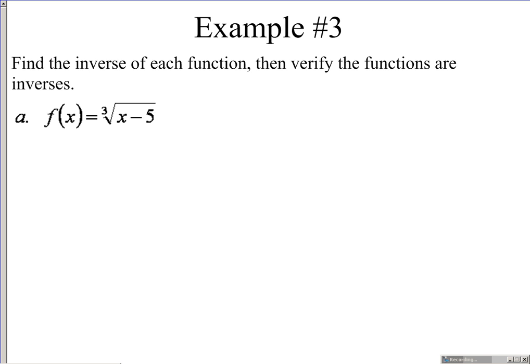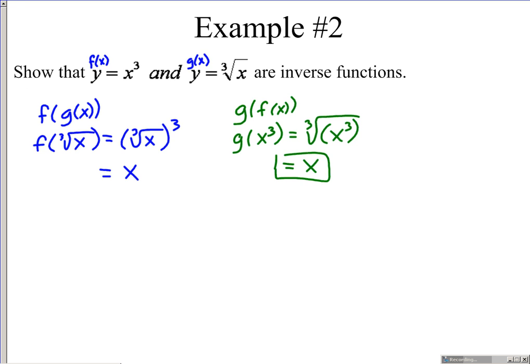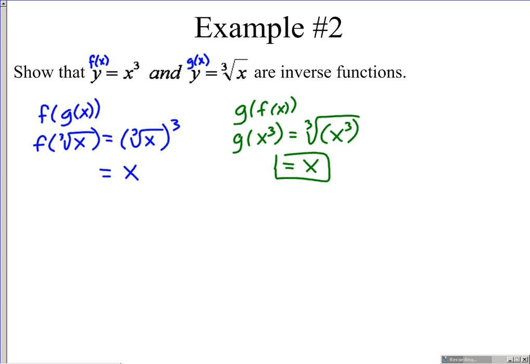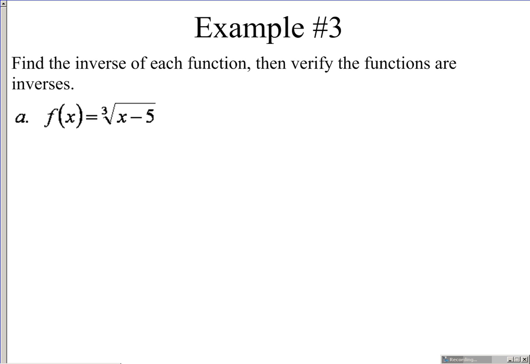Find the inverse of each function, then verify that they are inverses. Well, we know to verify that we're going to have to show the composition in both directions equals x. To find an inverse function, we have to go back to what we talked about on the first slide. Remember on the first slide, we said the domain and range switch positions. Domain typically talks about what kind of values? X values. Range talks about Y values. So to identify the inverse of a function, if the domain and range switch, all we are going to do is switch X and Y.